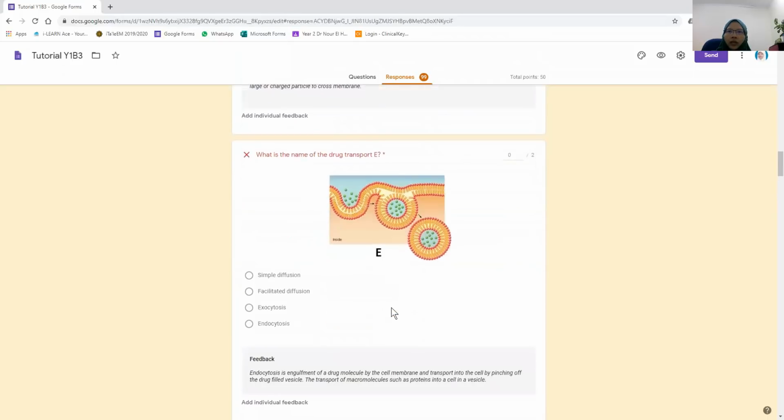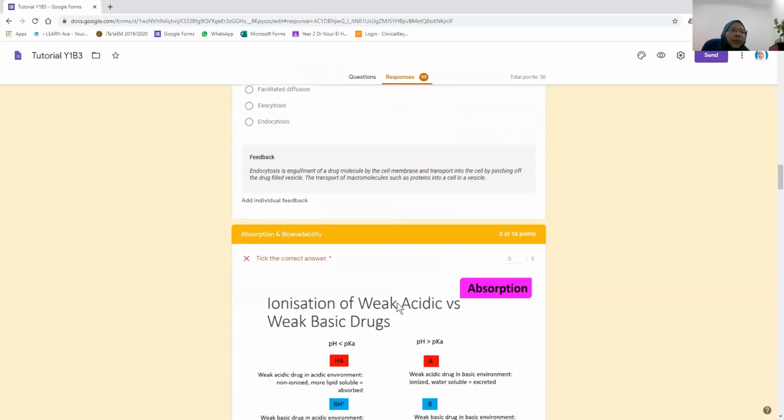Okay, the next one is endocytosis. This one usually occurs against the concentration gradient, just like active transport, but it allows specific membrane proteins or large molecules of proteins to pass through the membrane, and there will be engulfment of those proteins to form a vacuole.